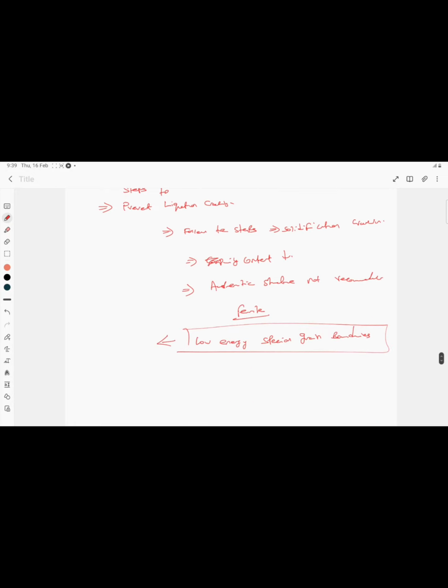And then we discussed at the end the steps that we have to generally take to prevent the formation of liquation crack. It is almost the same as we have seen in solidification cracking.